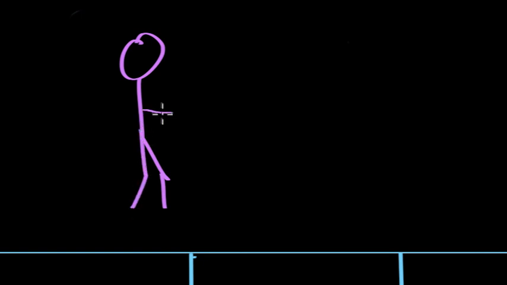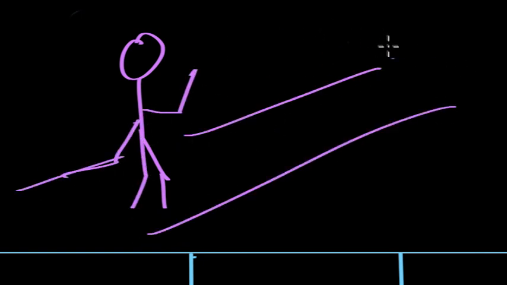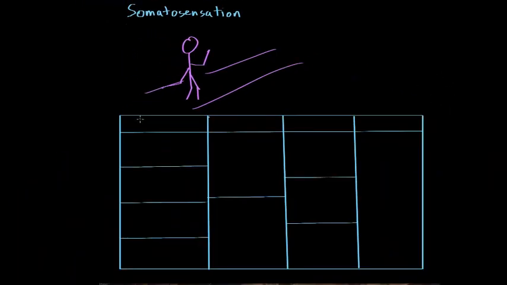In this video, we're going to talk about somatosensation. So if we have someone walking down the street, he's receiving all kinds of information from the world around him. So he's receiving different types of sensations. He's also receiving information about different intensities of these sensations.